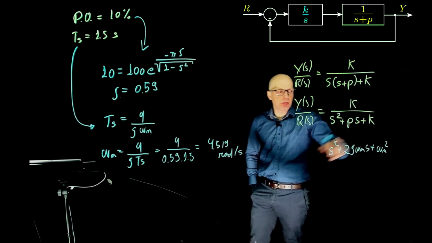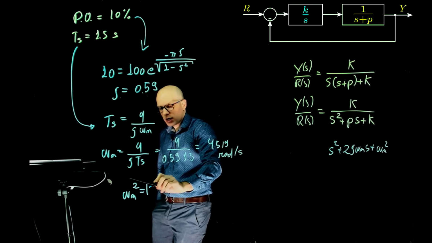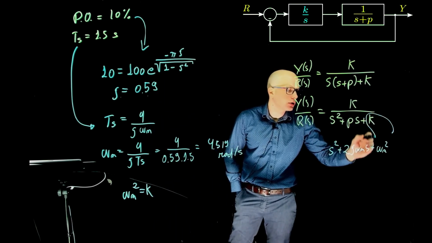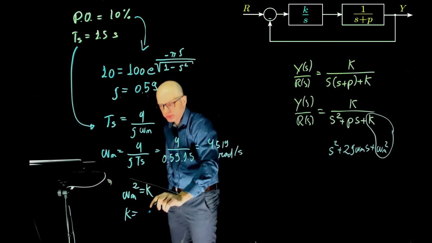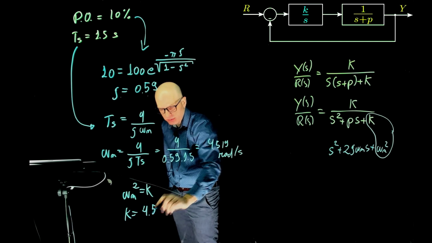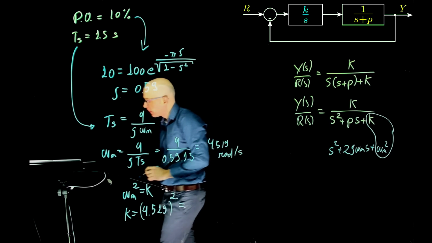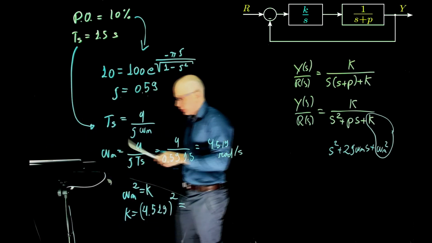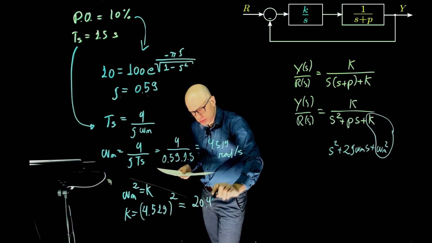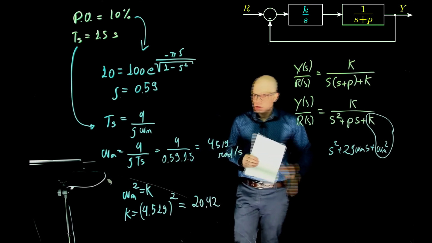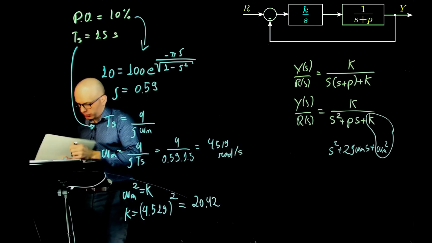Now we can say that omega n squared equals K. We're just equating these. Well, we have omega n, so K equals 4.519 squared, which is 20.42. I don't know where I found that 19. That 19.75 on the slide is not correct.